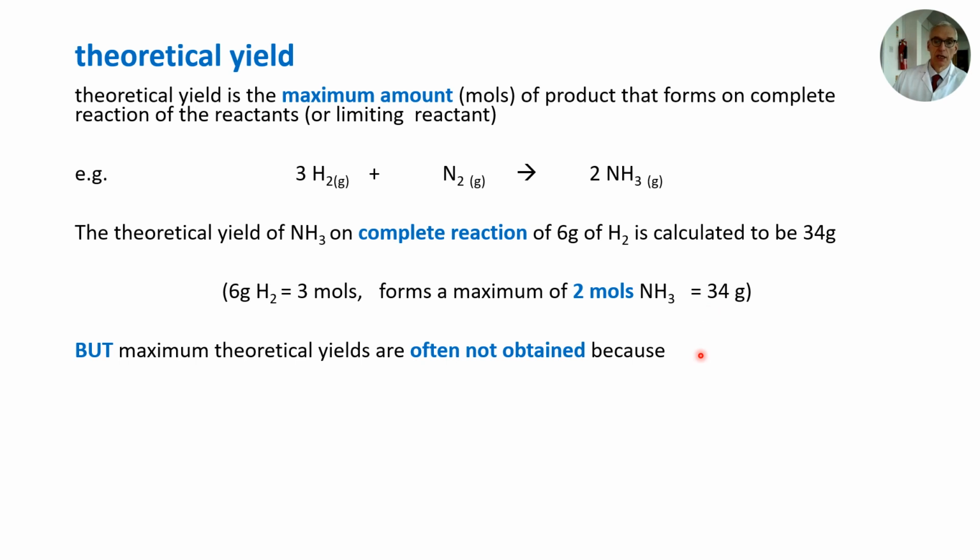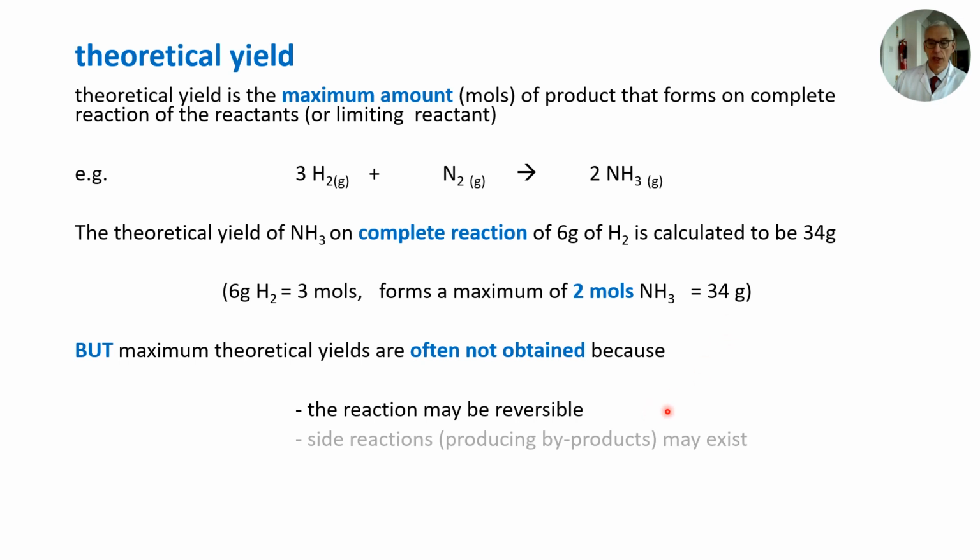But maximum theoretical yields are often not obtained for 3 reasons. Firstly, as in this case, I hope you recall that the Haber process, hydrogen and nitrogen forming ammonia, is an equilibrium. It's a reversible process. So as soon as you're making ammonia, you're going to reform hydrogen and nitrogen. They coexist at equilibrium. So we're not going to obtain that 34 grams.